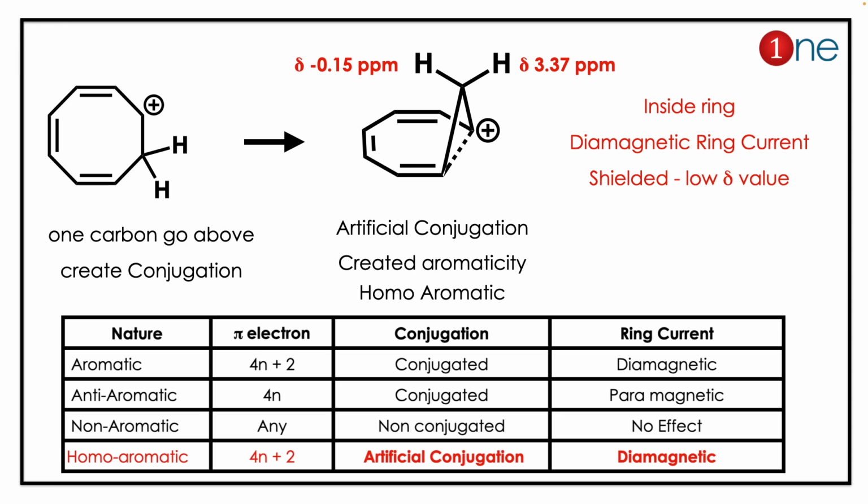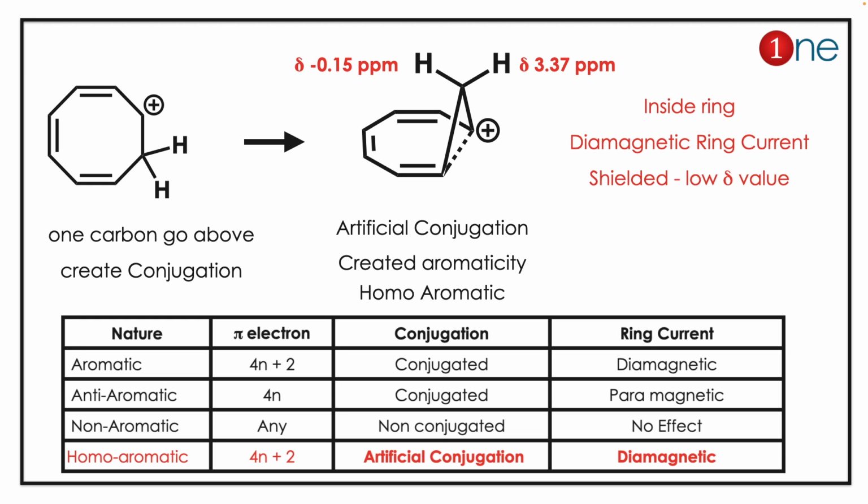The answer lies in the aromaticity. By looking at it at plain sight, you might commit a mistake. The compound is a non-planar compound. But what really happens is one carbon goes out of the plane, creating the conjugation and planarity for the aromaticity. So it's a special kind of aromaticity called homoaromaticity. It's created by artificial conjugation by lifting of a carbon.